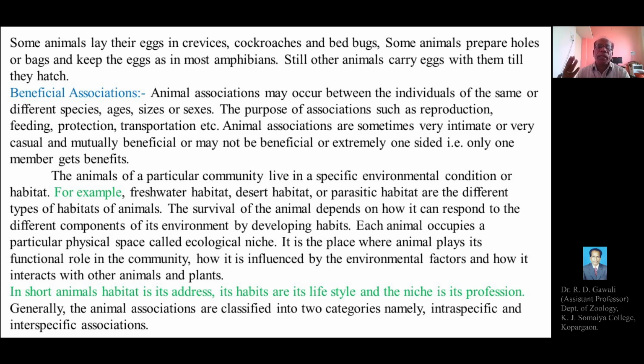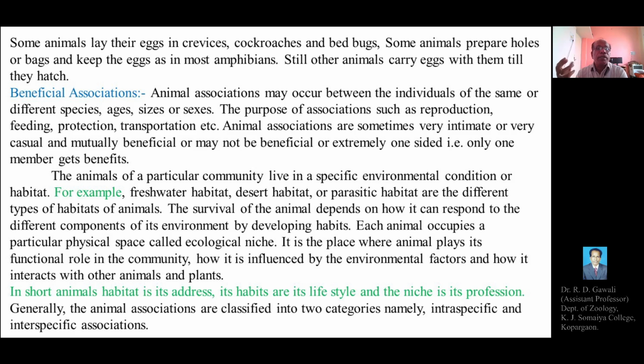The survival of the animals depends on how it can respond to the different components of its environment by developing habits. So each and every organism which lives in a particular habitat responds to a particular environmental component, developing its habits as per the environmental conditions.